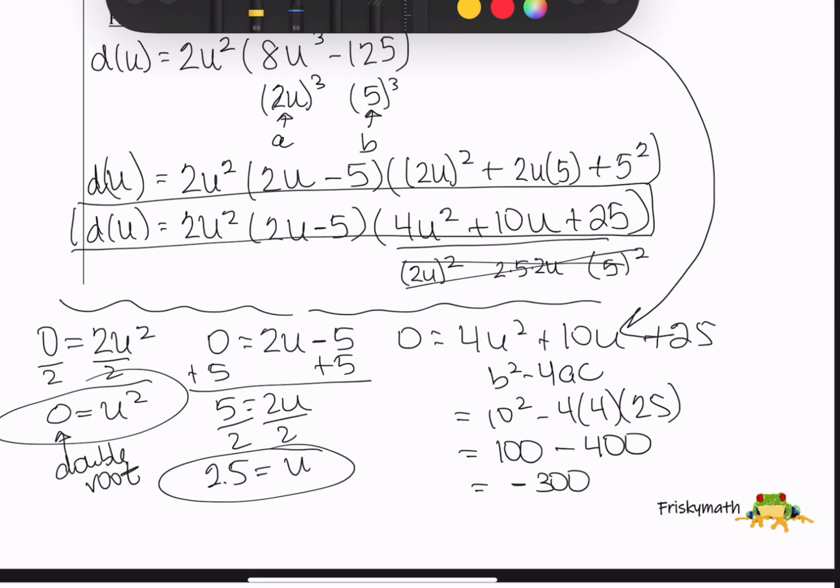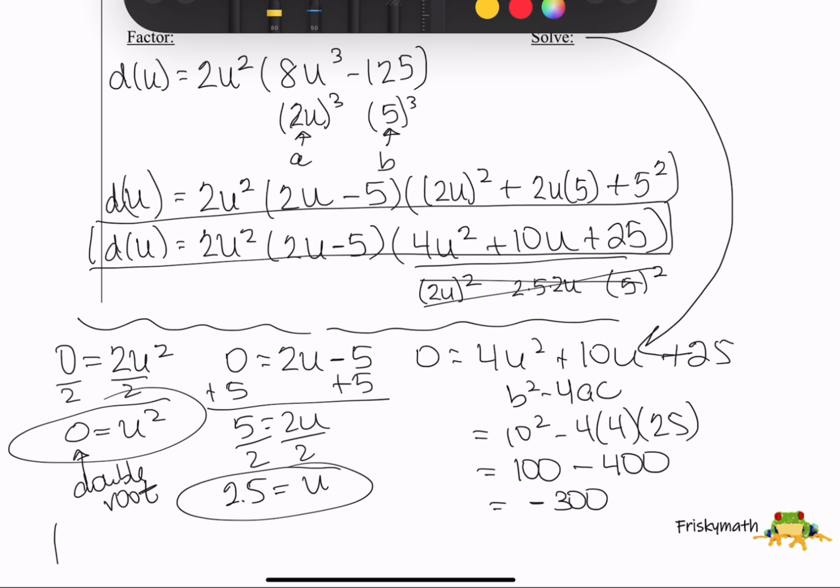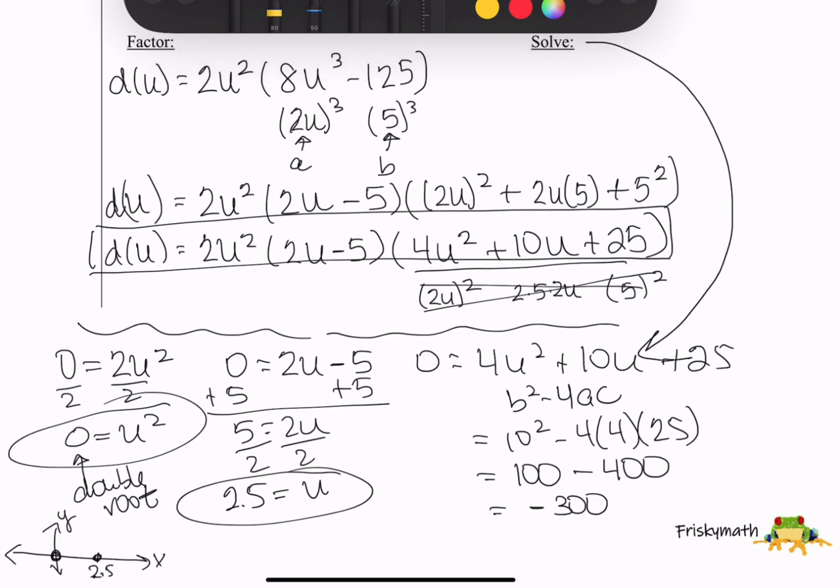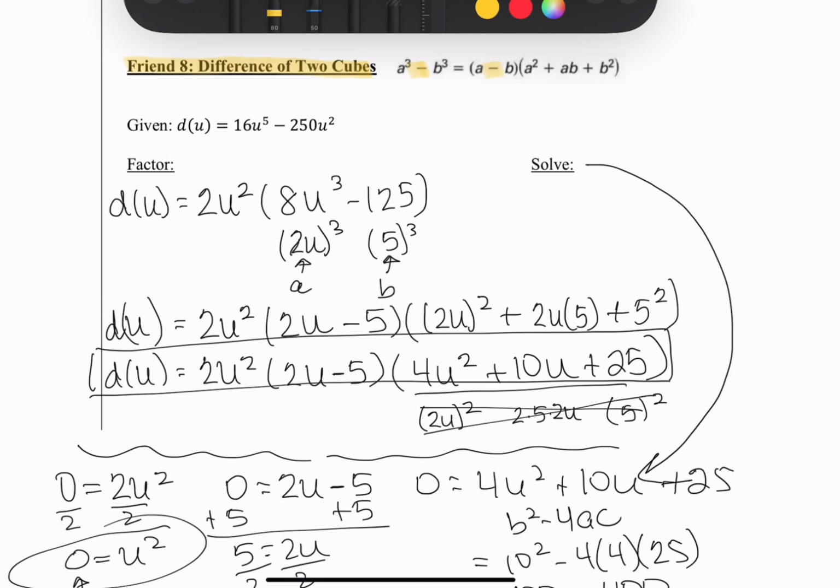double root. Just for fun, I think we should do a super small graph of this. I know I have a double root at 0. That's going to mean something. I have another root at 2.5. The end behavior here, well, let's see, it's going to be opposite directions and down on the left, up on the right, based on the degree and the leading coefficient.